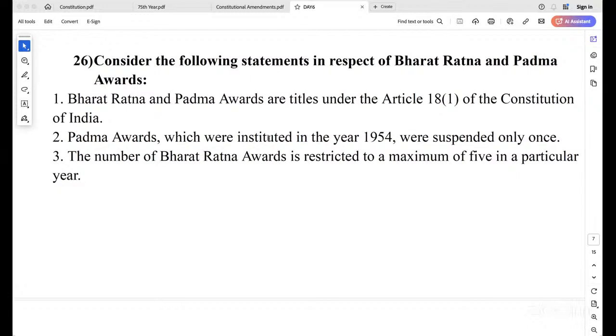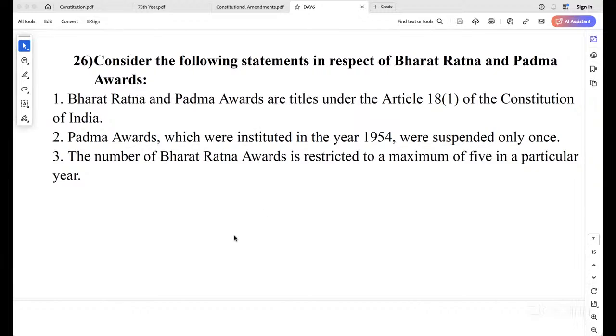See, the first suspension occurred in 1977 when fourth Prime Minister Morarji Desai questioned the award's relevance. The suspension was lifted in 1980 when Indira Gandhi became the Prime Minister. Okay. The second suspension occurred in 1992 when two public interest litigations were filed in the High Courts of India. They challenged the awards as title under Article 18(1) of the Constitution of India. The Supreme Court restored the awards in 1995. Clear?